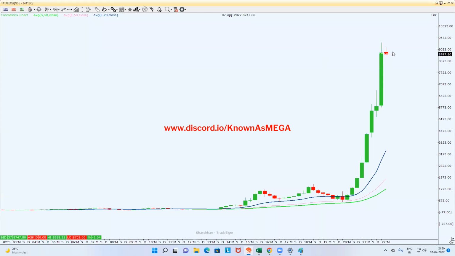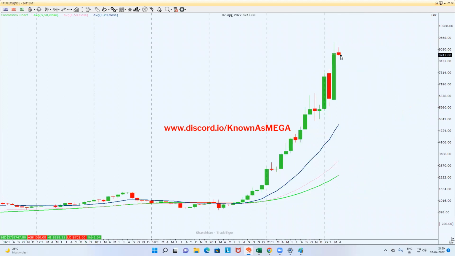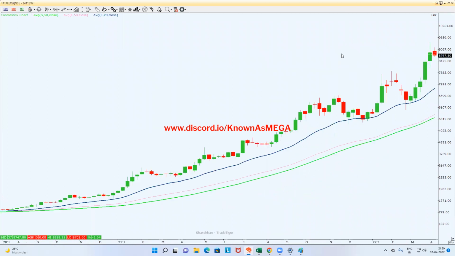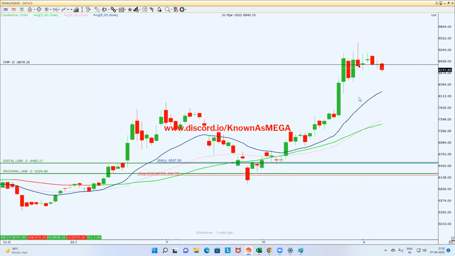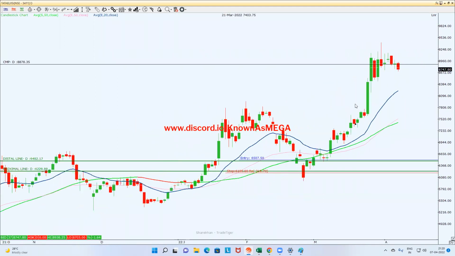So now this is in quarterly. Now if we go to weekly, it is trying to make a supply zone now. Here there was one, it got breached. In daily, yes, it is consolidating. But see the move, how beautifully it has moved.